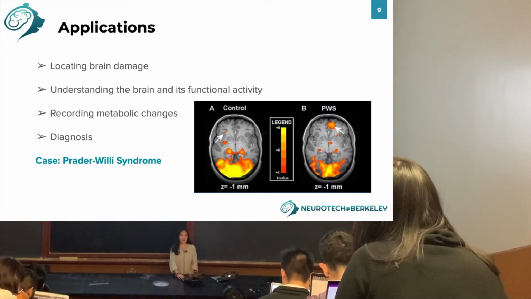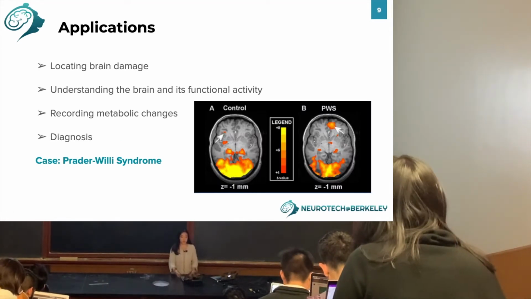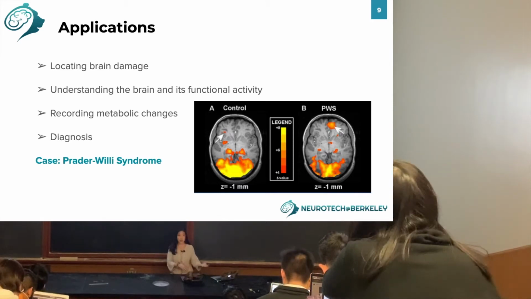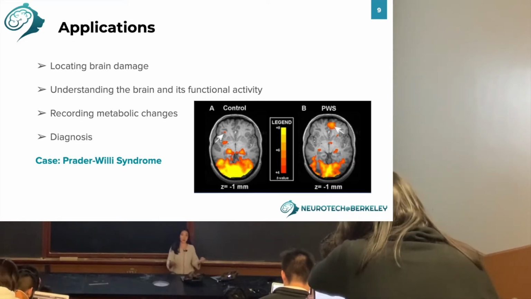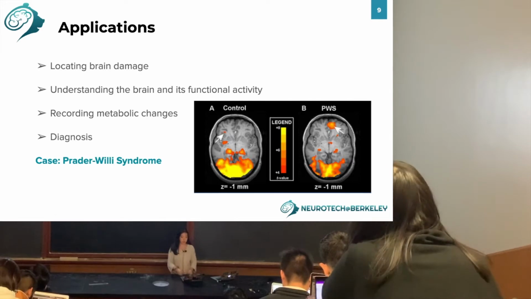So what are some applications of brain imaging? First of all, locating brain damage. Before brain imaging, this was really difficult because brain injuries are really imprecise. To locate the damage, neurologists often had to rely on post-mortem examinations, after the patient has died. But those don't necessarily reflect the injury at the time of diagnosis, so having current brain imaging techniques now is really important.